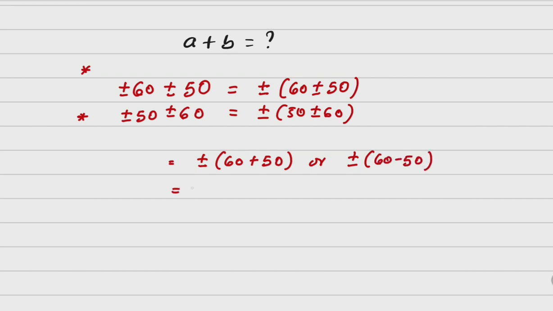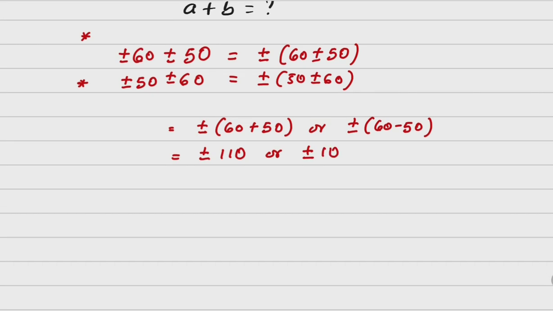Okay, now a plus b is going to be either plus minus 110, or plus minus 10. Okay, so finally our a plus b has two values, either plus minus 110, or we have plus minus 10. So this is the final answer.